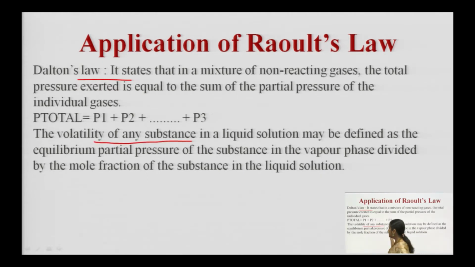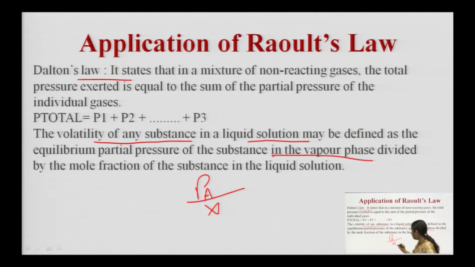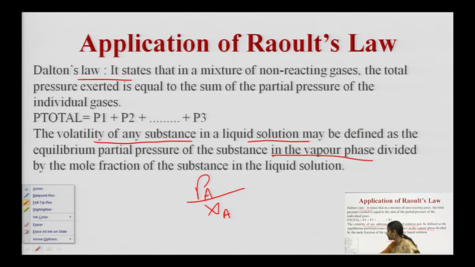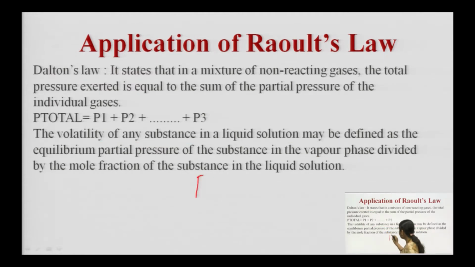Then comes volatility. What do we understand by volatility of a substance? Volatility of a substance in a liquid solution can be defined as the equilibrium partial pressure of the substance in the vapor phase, divided by the mole fraction of that substance, that is P_A divided by X_A.